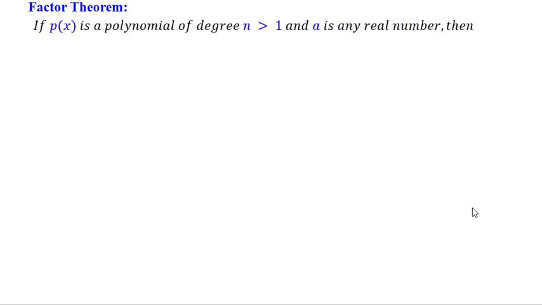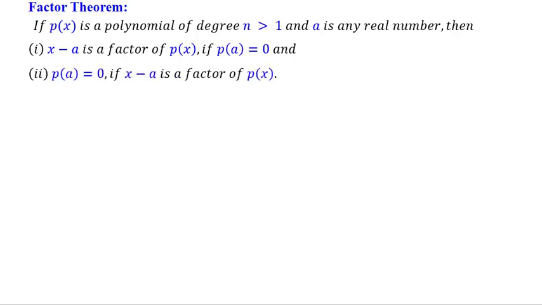If p(x) is a polynomial of degree n greater than 1 and a is any real number, then x minus a is a factor of p(x) if p(a) is 0, and p(a) is 0 if x minus a is a factor of p(x). This is factor theorem. Now, in the last lecture we have seen remainder theorem.